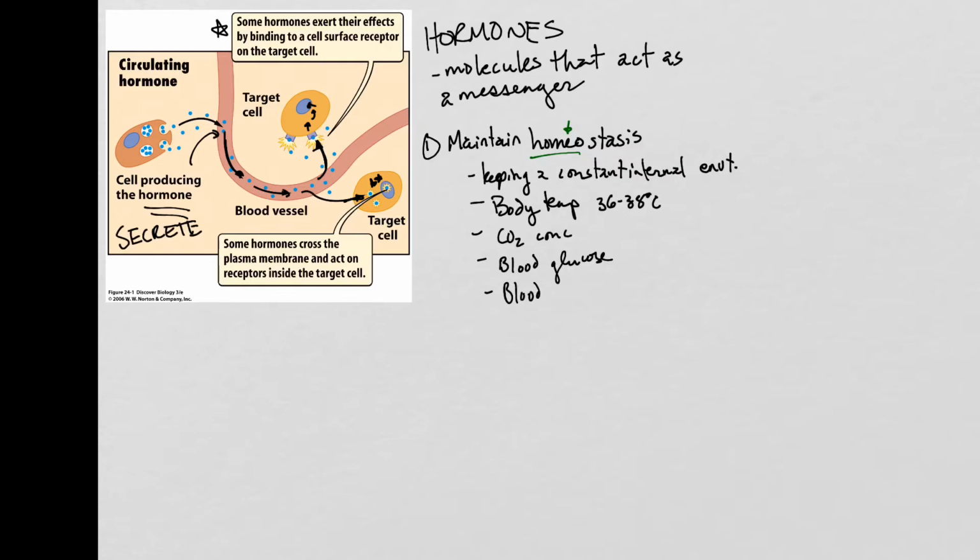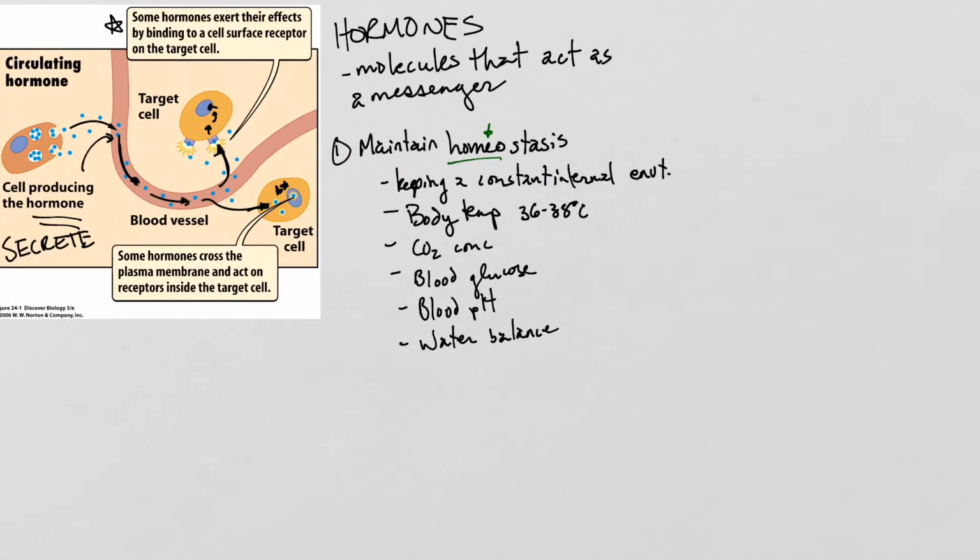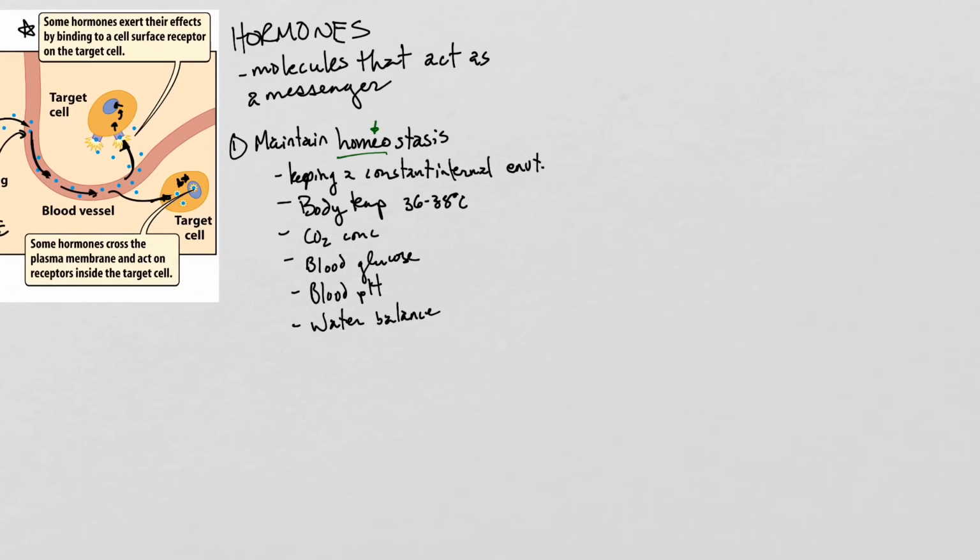You need to keep a constant blood pH, like that's a level of acidity or basicity in your blood. And your body needs to keep a constant water balance. That's why you pee more when you have a lot of water in your blood, as opposed to when you don't, and you'll pee less. Now, your body maintains this homeostasis through a process called negative feedback.